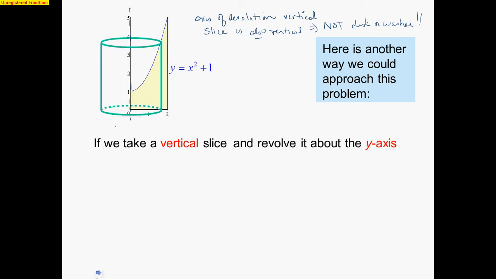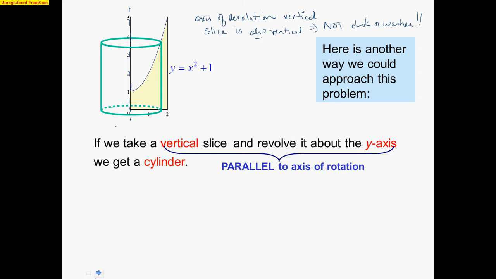So, if I take the vertical slice and revolve it around the y-axis, look at what shape that is. Do you recognize it? It's a cylinder. It's a really thin, empty cylinder. This is empty, right? There's no space in here. It's a very, very thin cylinder, and that cylinder is parallel to the axis of rotation or revolution.